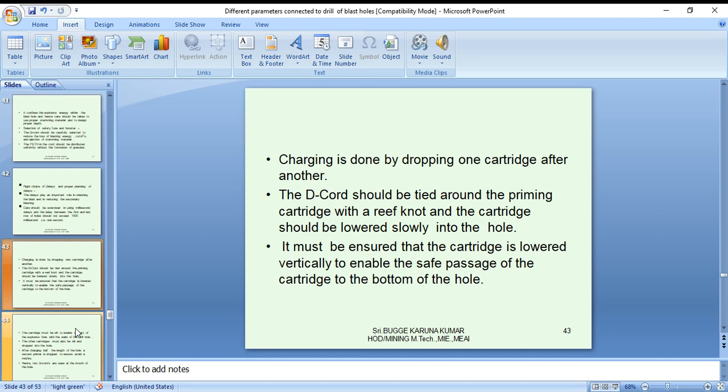The cartridges should be allowed to slide into the hole. It must be ensured that the cartridge is lowered vertically to enable safe passage to the bottom of the hole. Sometimes the cartridge will be tilted, so the remaining gap will not be filled. So we think the hole is filled by one or two bags, but this also needs care. The bag should go in vertically.